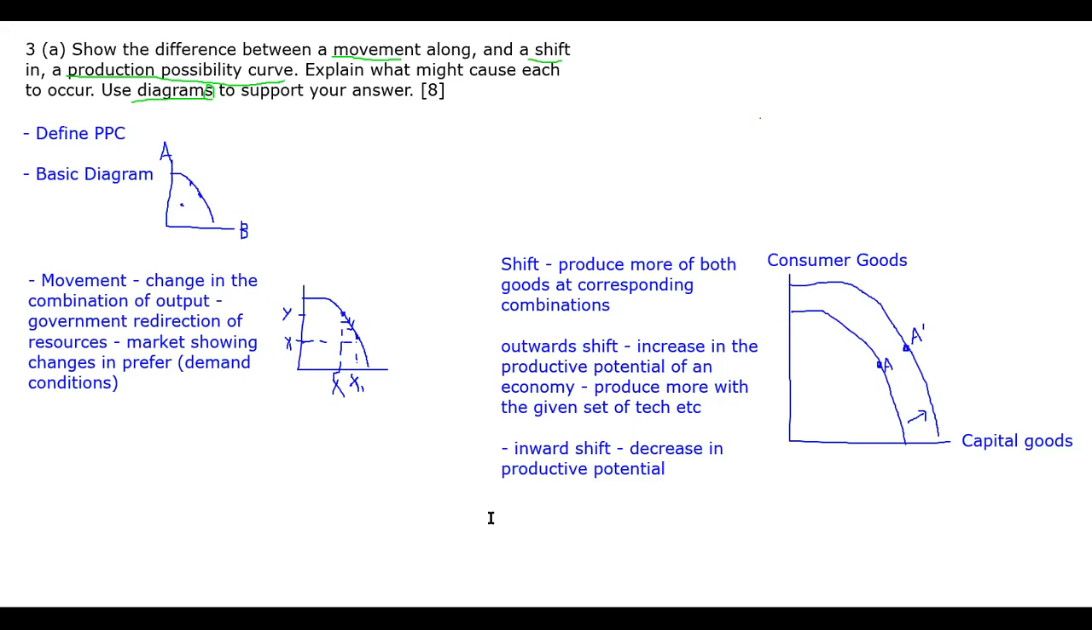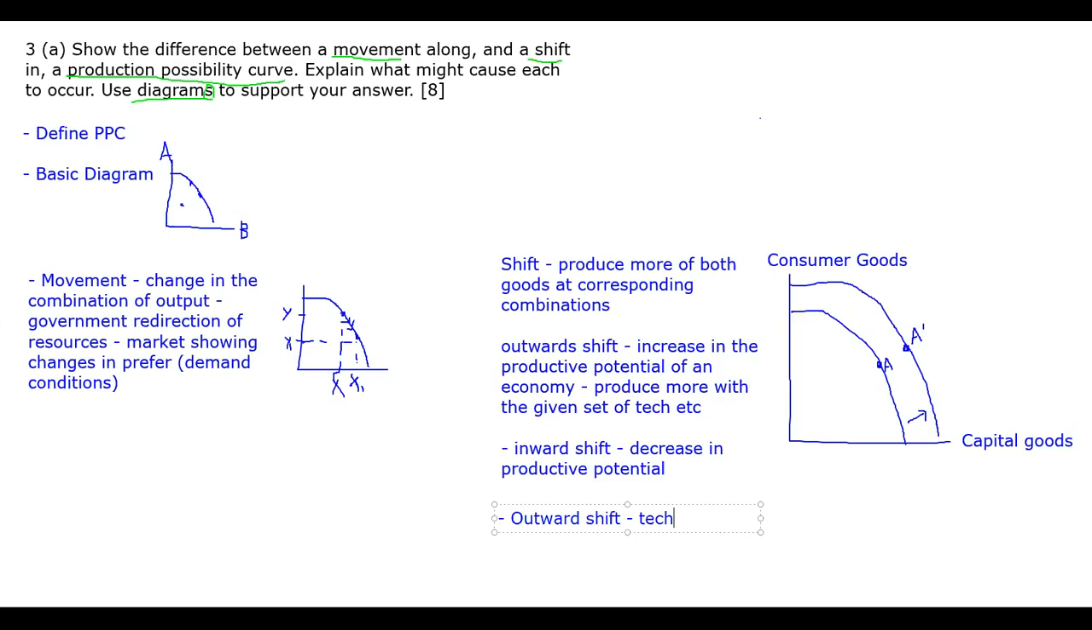So the only thing missing in this answer for the shift is what might cause this to happen. So I'll just write about the outward shift. Technology might increase, and understand one thing. There's a slight difference between using capital and increasing technology. Technology is the difference between becoming more efficient, like having more machines, for example, and moving towards your PPC, and having technological changes which change the way we produce as a whole, which shift your PPC completely.